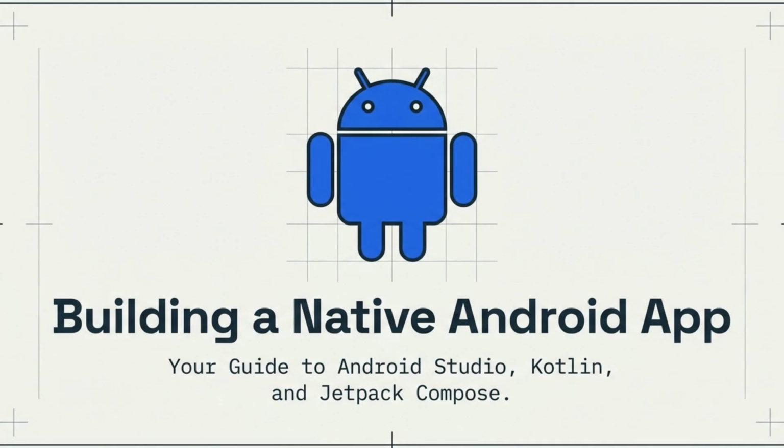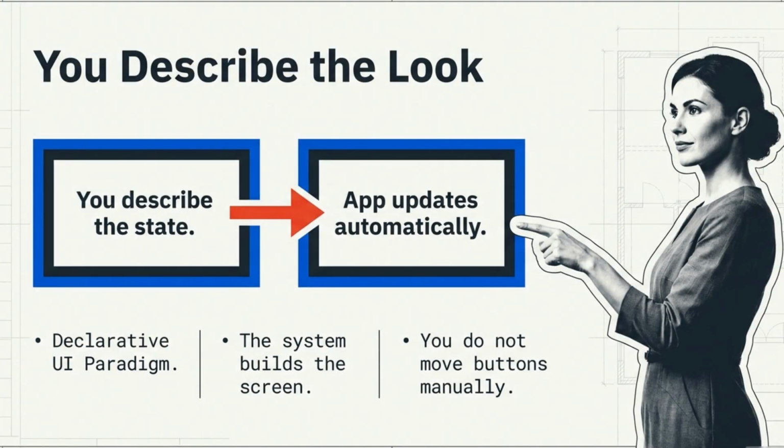Welcome to this video on building a native Android app using Android Studio, Kotlin, and Jetpack Compose. Jetpack Compose uses a declarative UI paradigm. You describe the state, and the system automatically builds and updates the screen. This means you do not have to move elements manually.